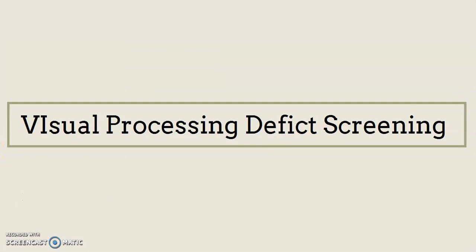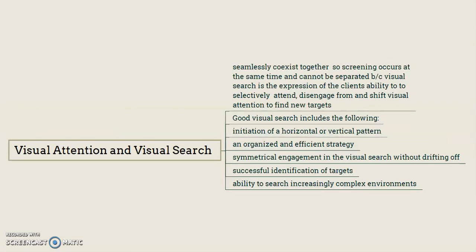And now for visual processing deficit screening. Just to note, visual attention and visual search seamlessly coexist together, so screening occurs at the same time and they cannot be separated, because visual search is the expression of the client's ability to selectively attend, disengage from, and shift visual attention to find new targets. Good visual search includes the following: initiation of a horizontal or vertical pattern, an organized and efficient strategy, symmetrical engagement in the visual search without drifting off, successful identification of targets, and the ability to search increasingly complex environments.